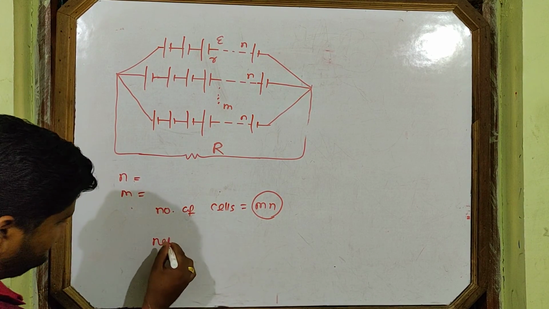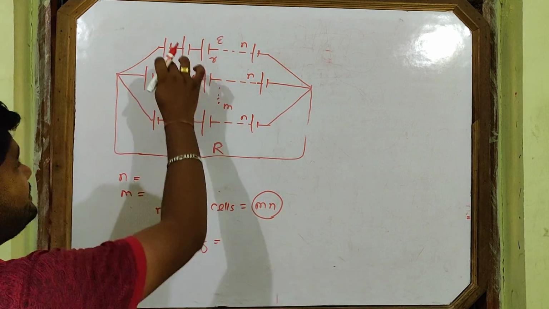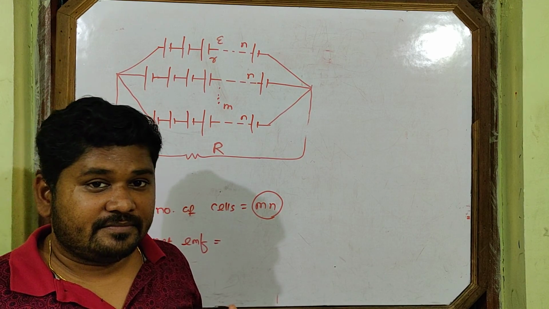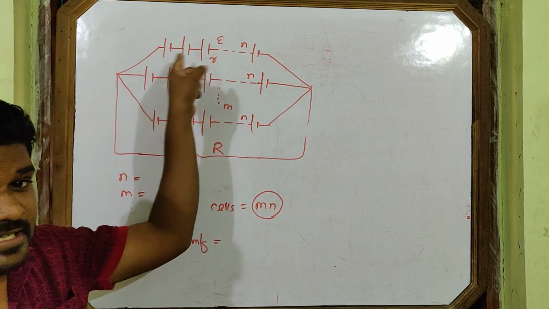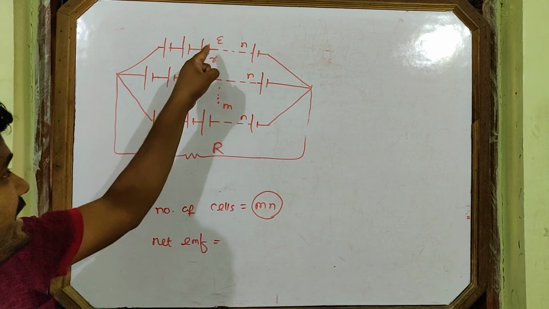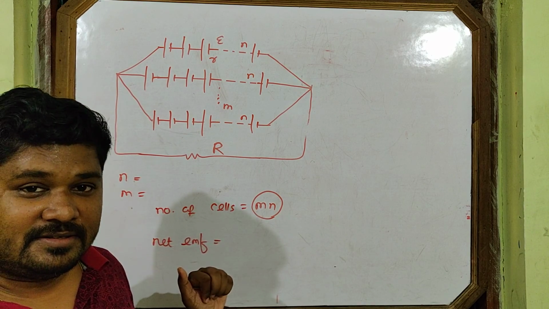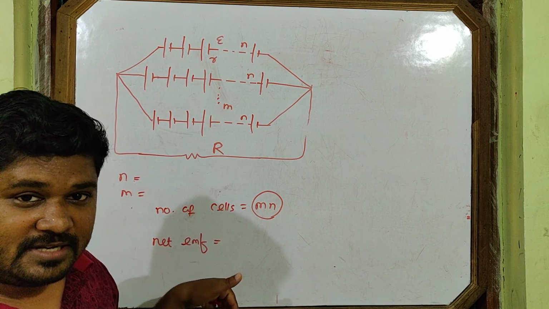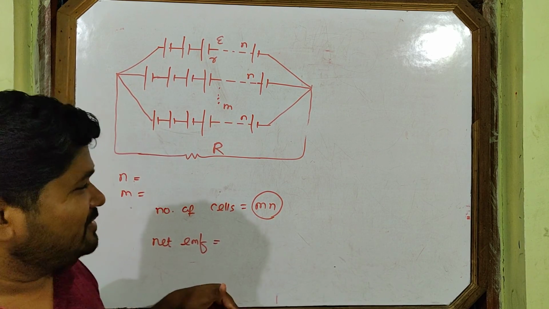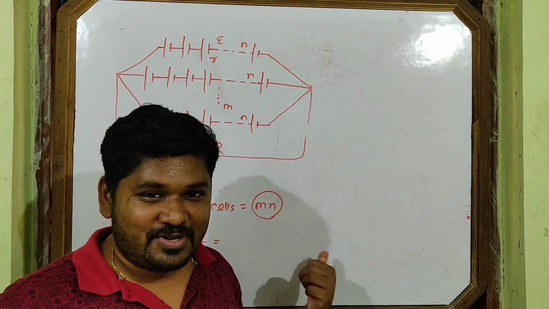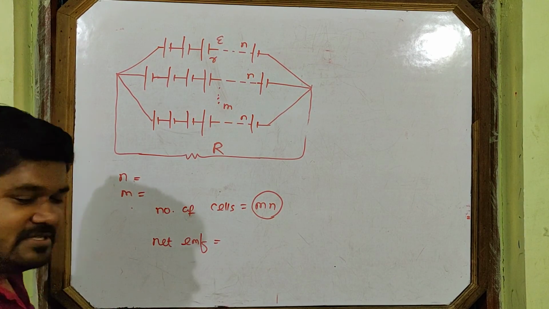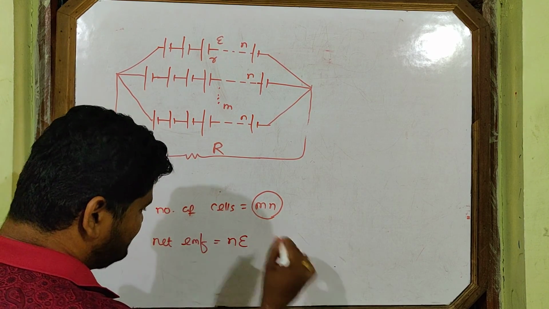First come to net EMF. What is the EMF of each line? E, what is the EMF? nE. Series connection: E, E, total EMF will be nE. m times parallel. mnE? No. Okay, net EMF will be nE. Just before also I told you. So nE. Maybe m times, it doesn't matter, being parallel, net EMF is nE.